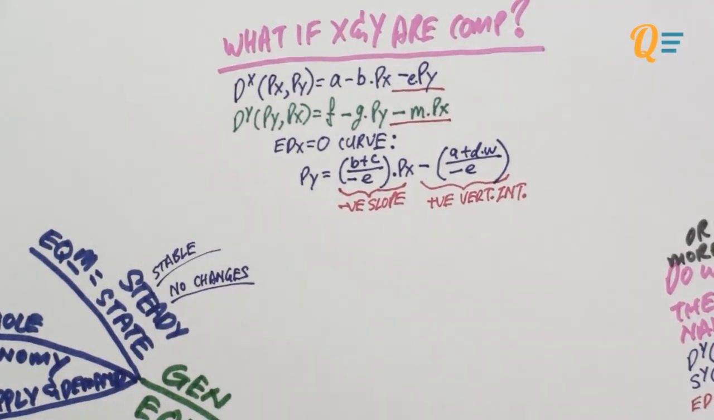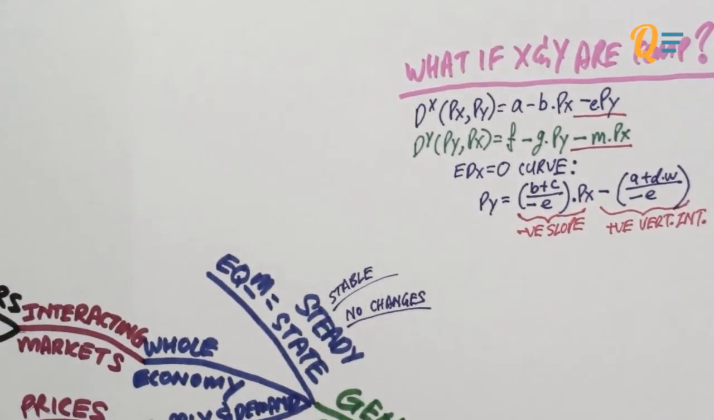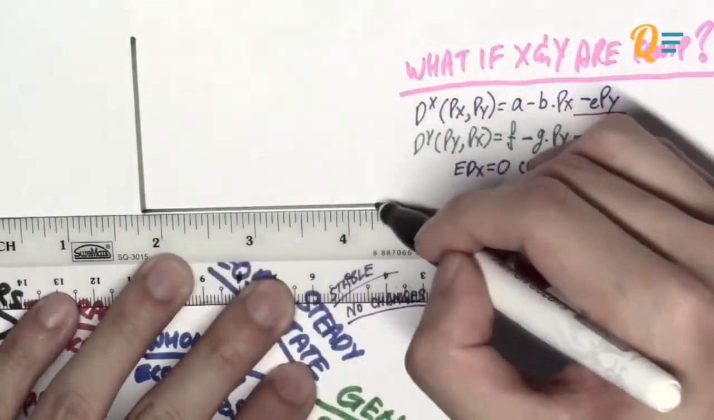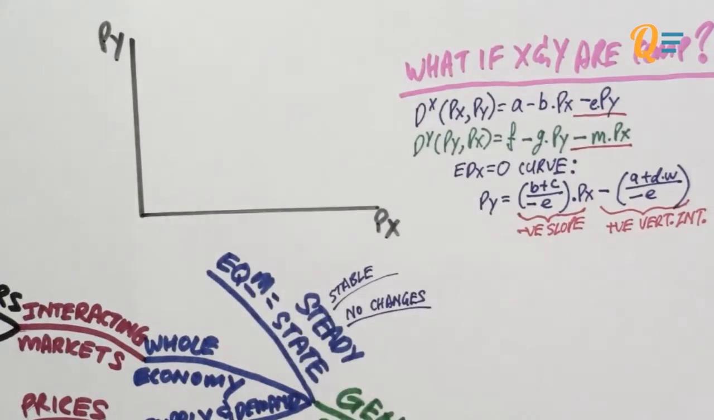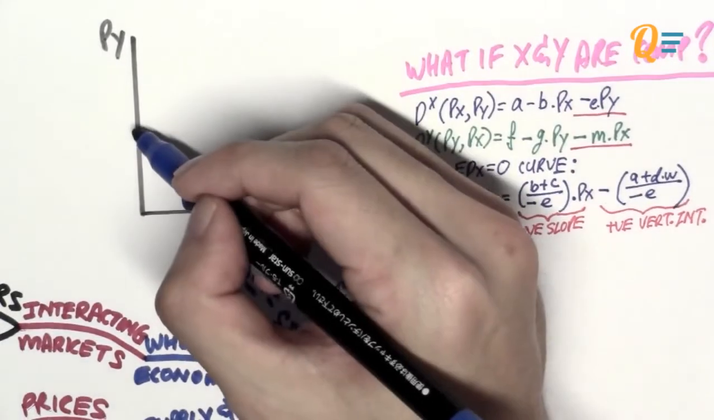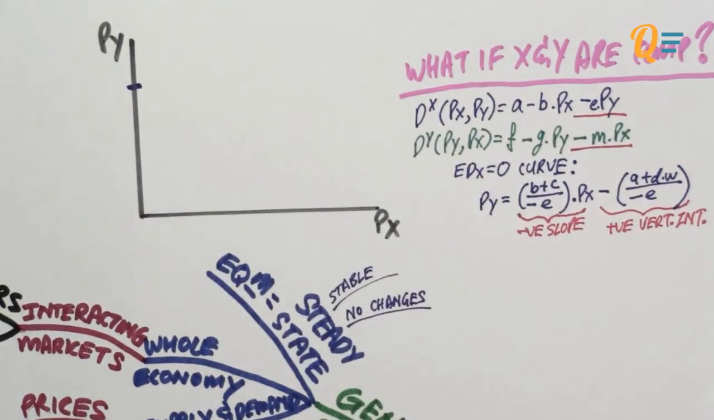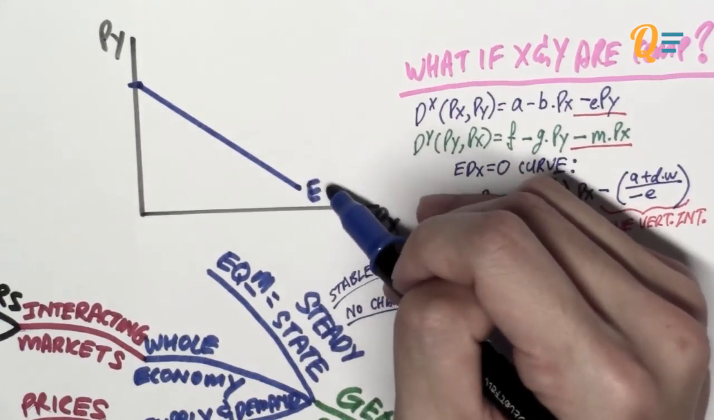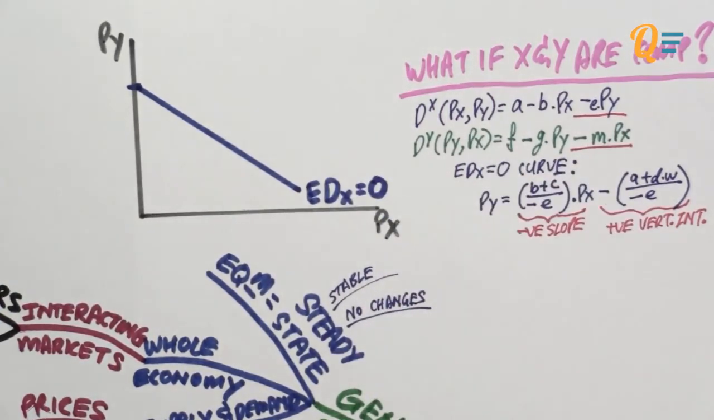Alright, now let's put this onto the graph first. We'll go to the EDY equals 0 curve later. Let's just plot this out so that we can see what it looks like. So, positive vertical intercept somewhere here, and negative slope means it is downward sloping. So this is the EDX equals 0 curve. Simple. Now we move on to the EDY equals 0 curve.